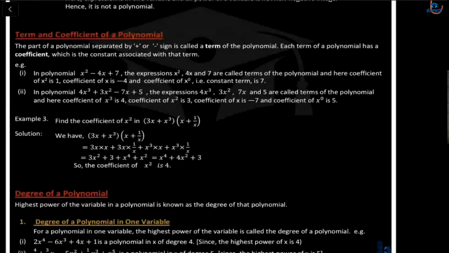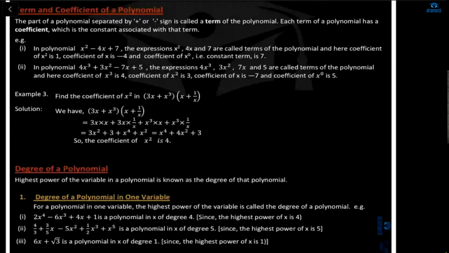Now let's see the first example in polynomials: x square minus 4x plus 7. In this expression, what is the coefficient of x square? One. Yes, everyone, one. What is the coefficient of x? Minus 4. And what is the constant term here? 7. Very good. And how many terms are there in this expression?